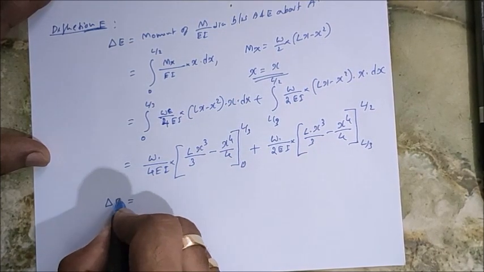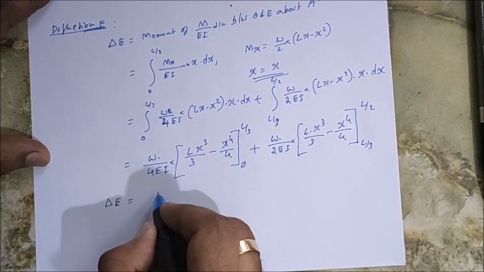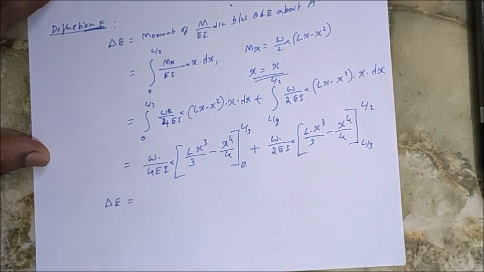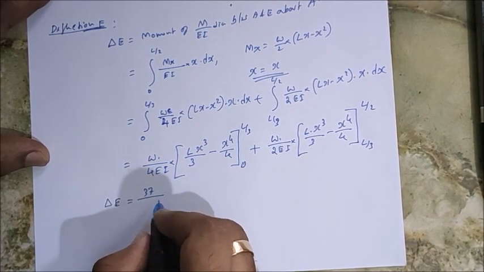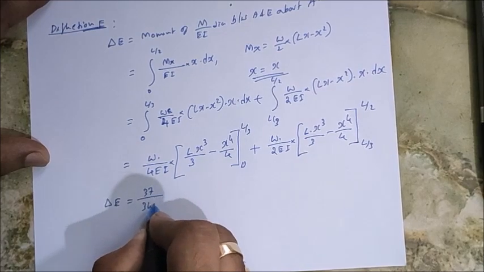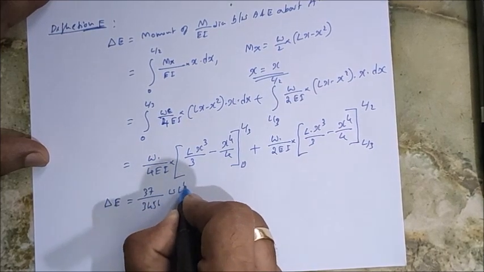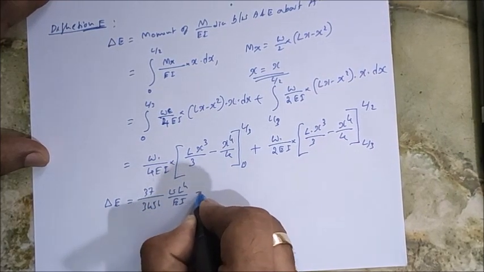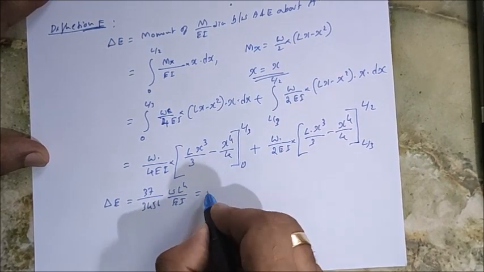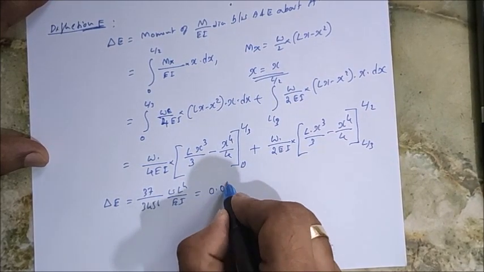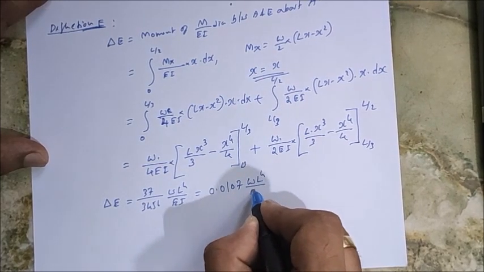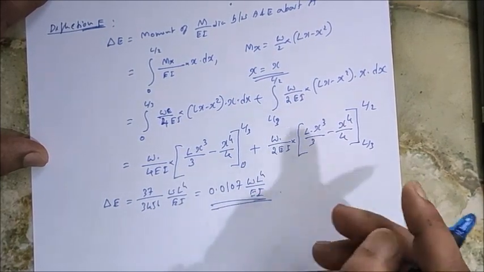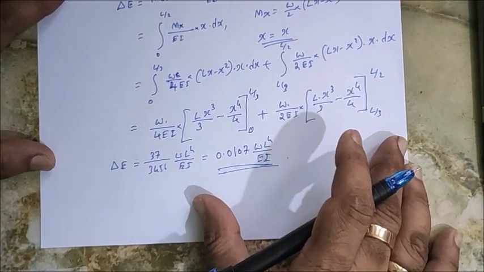delta E is equal to 37 by 3456 W L to the power 4 by EI, or you can always write it as 0.0107 W L to the power 4 by EI. Okay, this is the value of delta E.